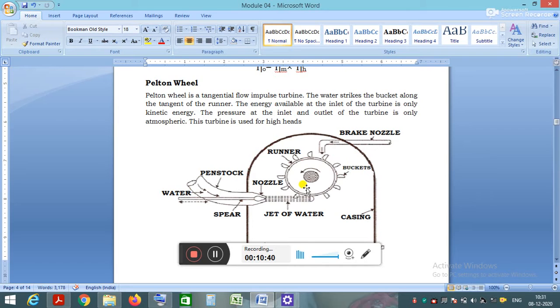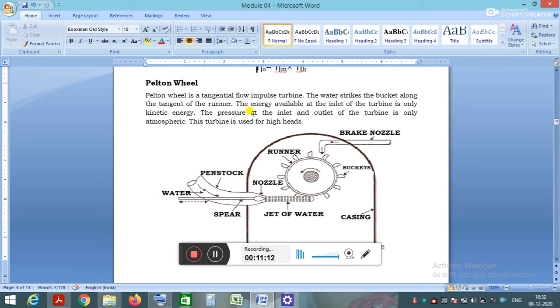What is a tangent? It is a line passing through a point on a circle. Here also you can see the water striking the turbine blades in the tangential direction, passing through the tip of the turbine runner. Therefore, the water strikes the blades in the tangential direction, and hence the Pelton wheel is called a tangential flow turbine.